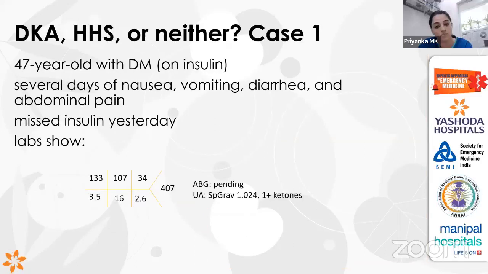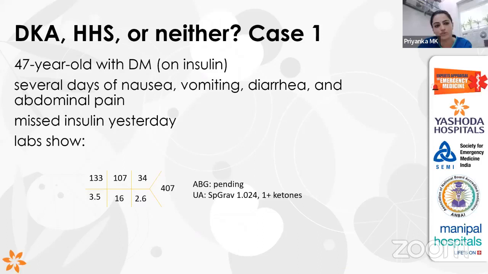Let's go through 3 cases, and I can tell you eventually whether it's DKA, HHS, or neither. So we have case 1. We have a 47-year-old guy with diabetes on insulin, who comes to us with nausea, vomiting, diarrhea, and abdominal pain. He has missed his insulin dose yesterday. Labs show sodium is 133, potassium 3.5, chloride is 107, bicarbonate 60. Urea is 34, creatinine is a little on the higher side, 2.6, and the sugars are 407. ABG is pending, and the urine analysis shows positive ketones.